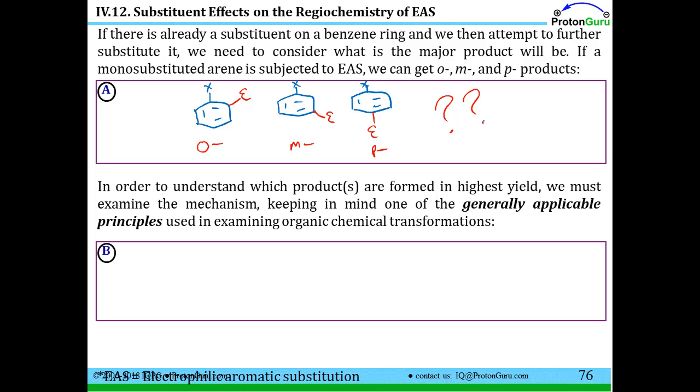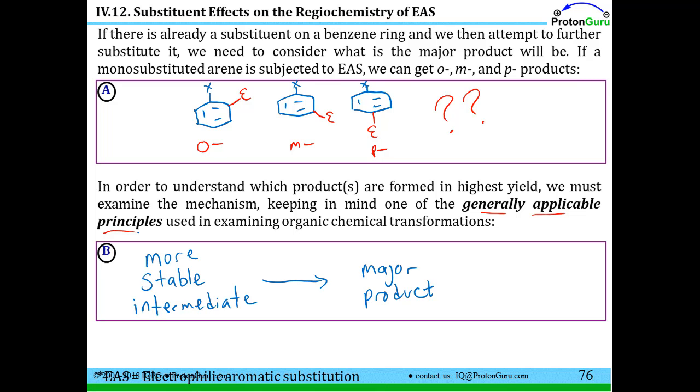And in order to understand which product or products are favored in the highest yield, we need to examine the mechanism, which we've already studied for the electrophilic aromatic substitution processes. And we need to keep in mind the general principle we've been talking about throughout all of organic chemistry. And that is that the more stable intermediate leads to the major product in the majority of organic chemical processes.